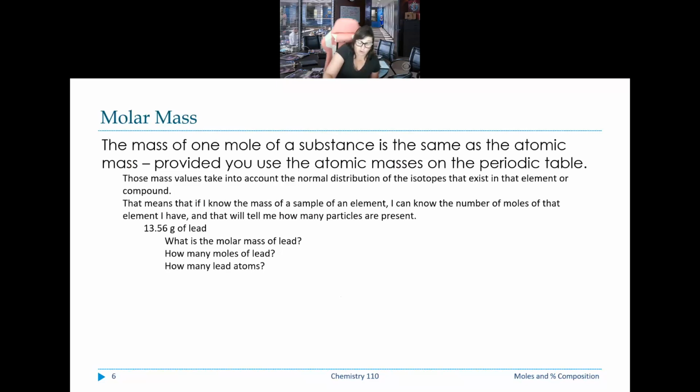So that's less than 1 mole, because 1 mole would be 207.2 grams. So I need to convert this number of grams into a number of moles. I do that by taking the mass of lead that I have and dividing it by the mass per mole. So it's grams per mole. The grams are going to cancel and leave me with an answer in moles.